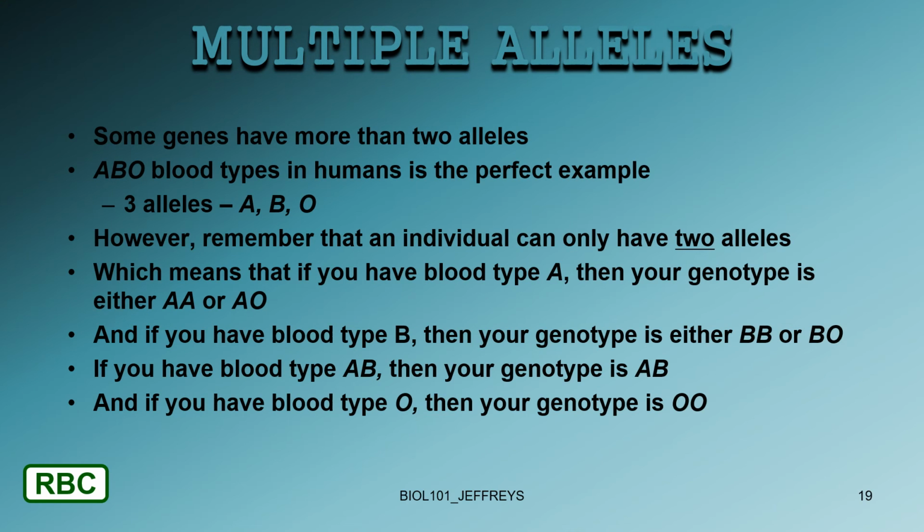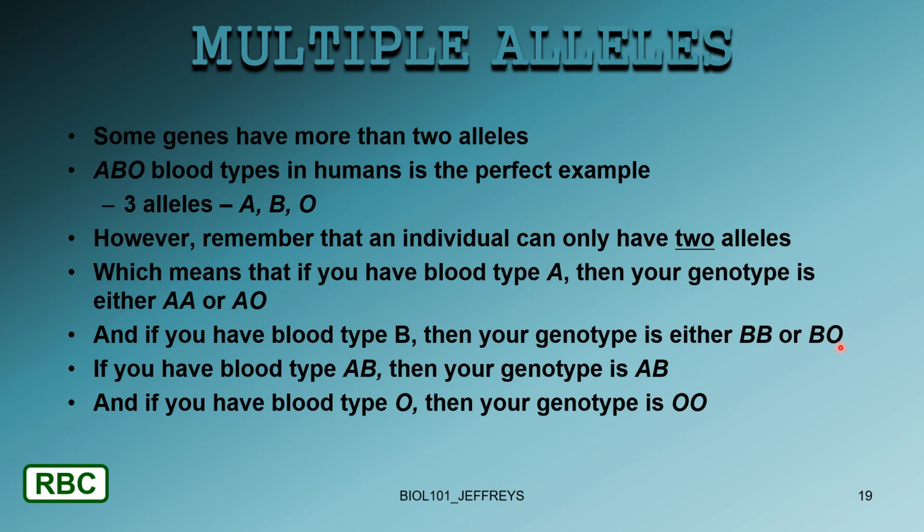Some genes have more than two alleles. The ABO blood type system in humans is a perfect example of that. There are 3 alleles in human blood type: the A, the B, and the O. But remember that an individual can only have 2 alleles. You can't have 3 alleles, but you must have 2, which means that if you have blood type A, then your genotype is either big A, big A or big A, O. And if you have blood type B, then your genotype is either big B, big B or big B, O.